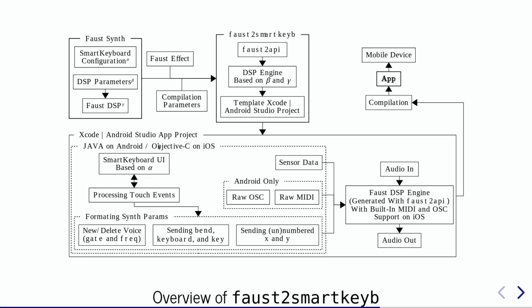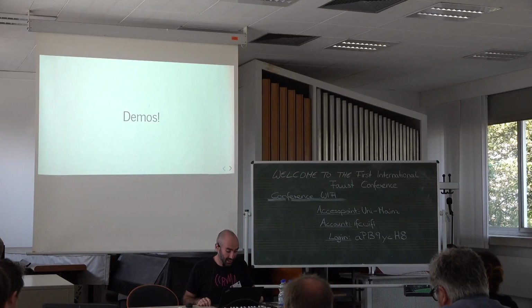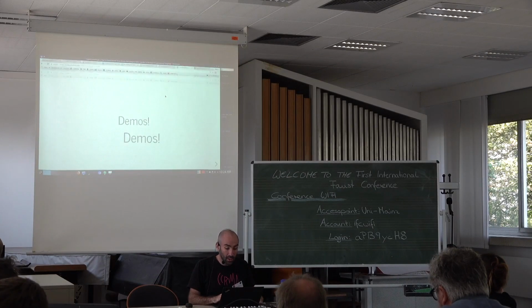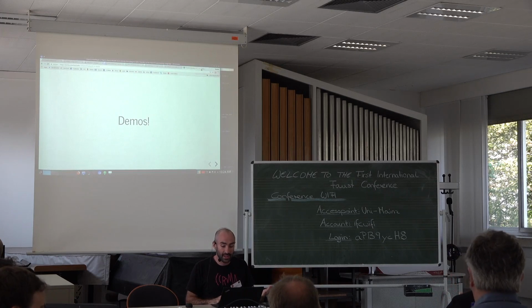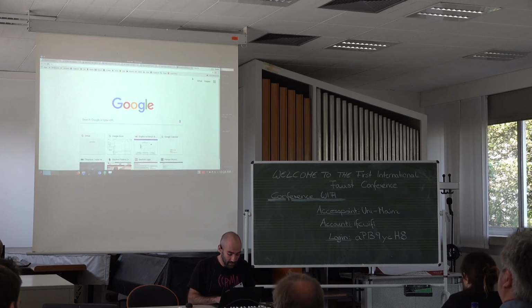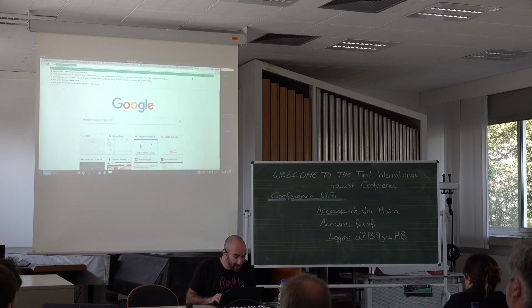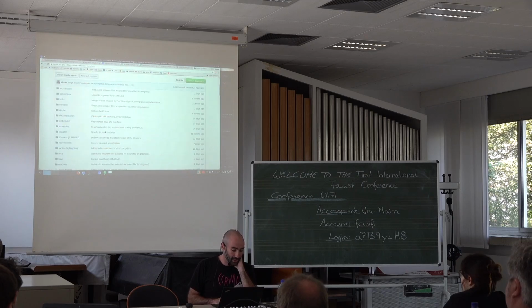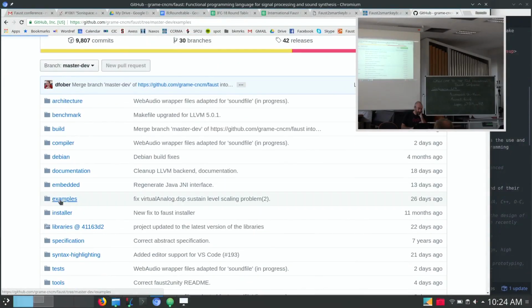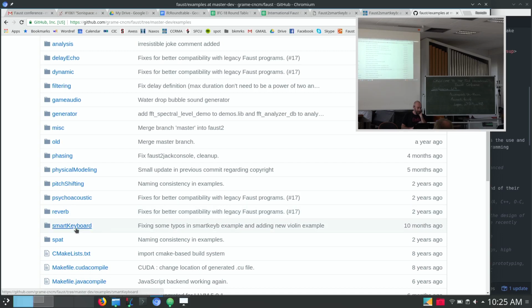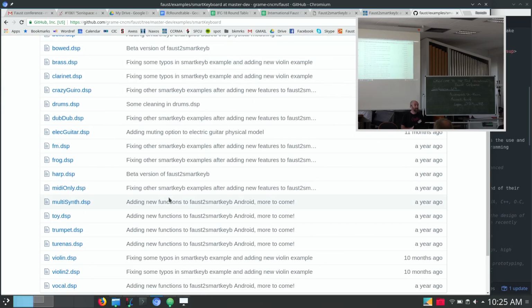It's basically just an Xcode or an Android Studio project. So I don't have a lot of slides, and I think the best way to describe the way this works is just to look at some examples. All these things are available already in the Faust distribution, and they've been available for quite some time already. So if you go on the Faust GitHub, and go in the examples folder, you'll find a smart keyboard folder with a lot of examples of this type of application.